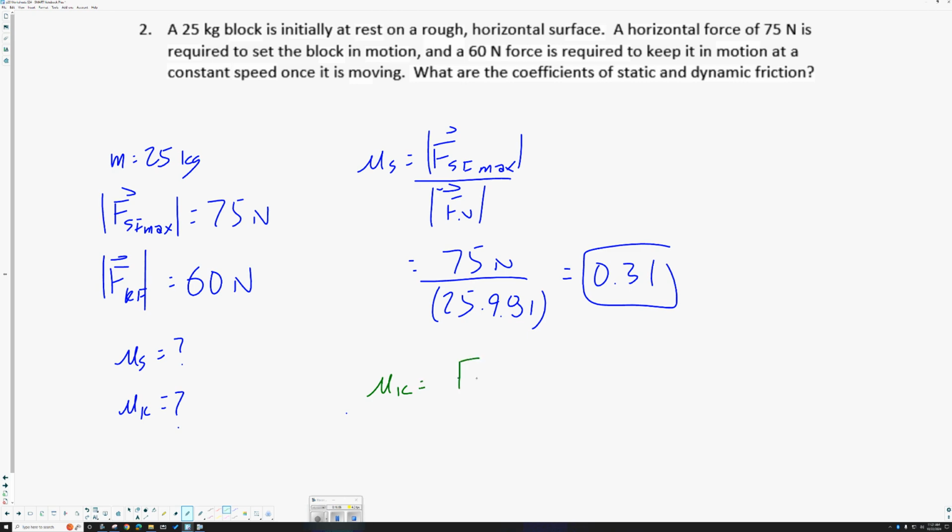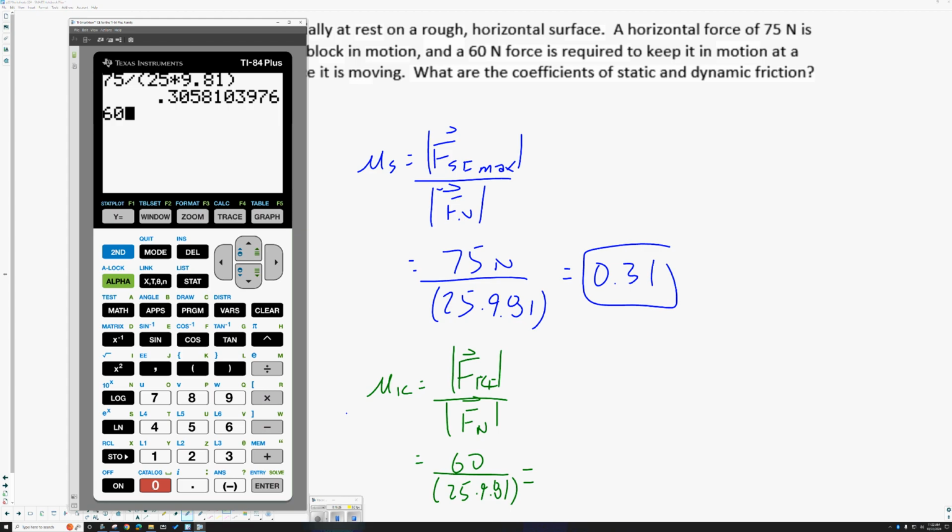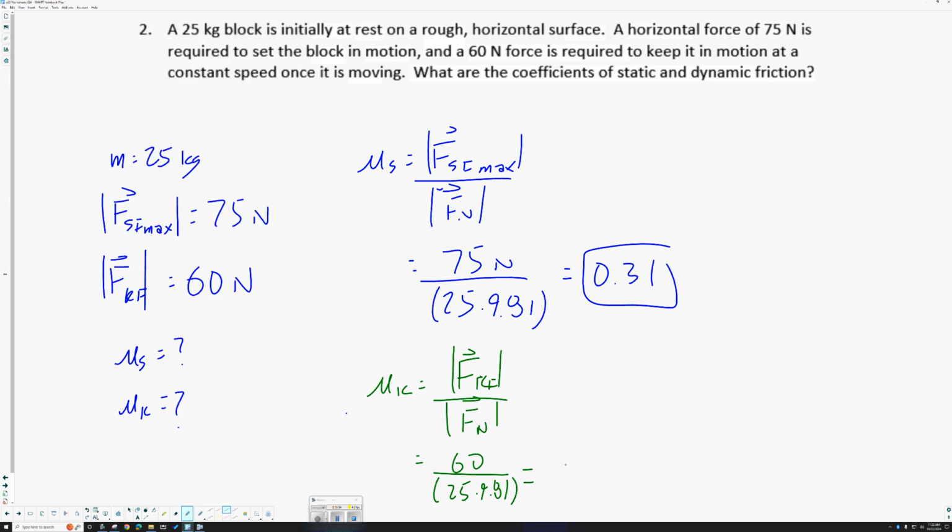So we're going to say mu k is equal to FKF divided by Fn, and we should expect to get a value that's smaller than 0.31 here. Let's see, 60 newtons divided by 25 times 9.81. And that gives me 0.24. Yeah, sure enough. That seems reasonable, right? Coefficient of kinetic friction less than the coefficient of static friction.